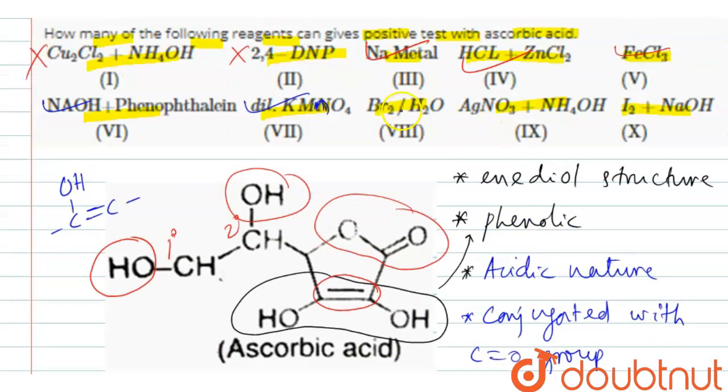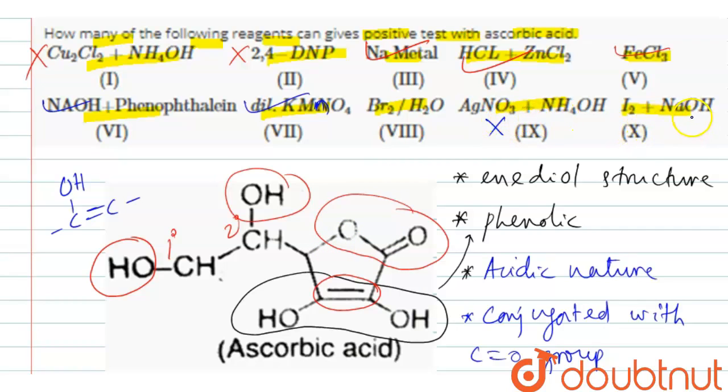The next one is bromine water. Bromine water also will react. It won't react with Tollens reagent, silver nitrate and ammonium hydroxide, because it is not an aldehyde. They react with aldehydes because aldehydes can easily be oxidized to acids. So it is not an aldehyde, therefore it won't react.